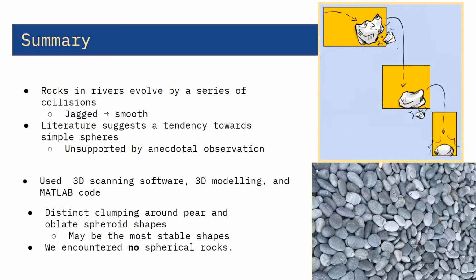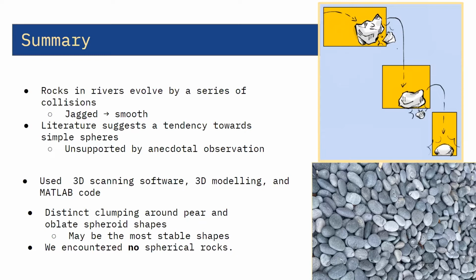So basically, in summary, rocks evolve by a series of collisions with other rocks and features of the river. They go from jagged, as they've just fallen off whatever cliff they came from, to smooth and rounded. Literature tends to suggest a tendency towards simple spheres, but we thought that was unsupported by anecdotal observation. And as you can see here, these are some rocks that we found. And if you point out a perfectly spherical one, I will go home.